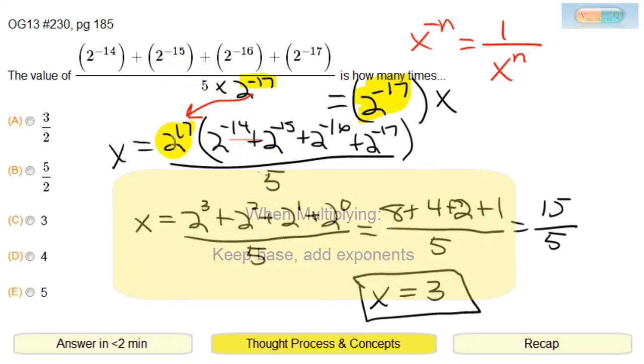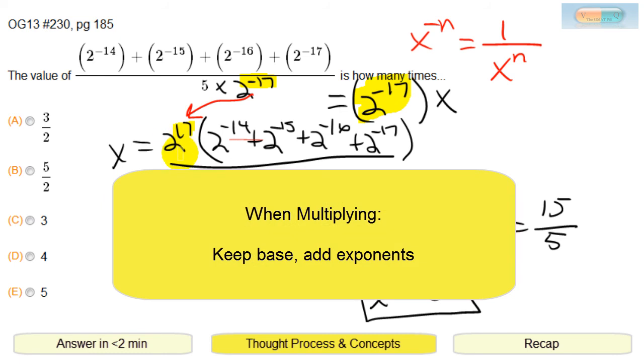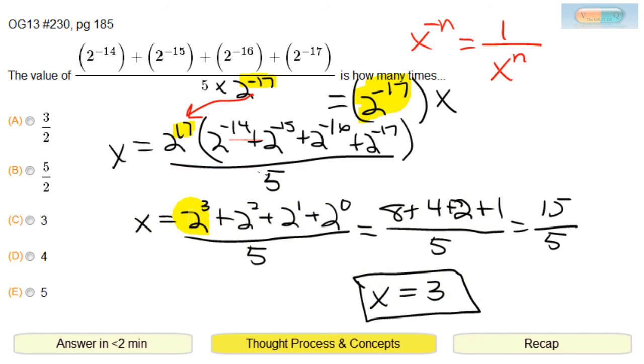Then you have to combine the exponents. When you're multiplying things, you keep the base, right? You keep the base, you add the exponents. 17 minus 14, that's 3. 17 minus 15, that's 2. 17 minus 16, that's 1. And 17 minus 17, that's 0.